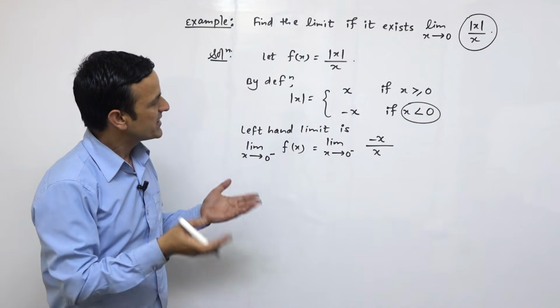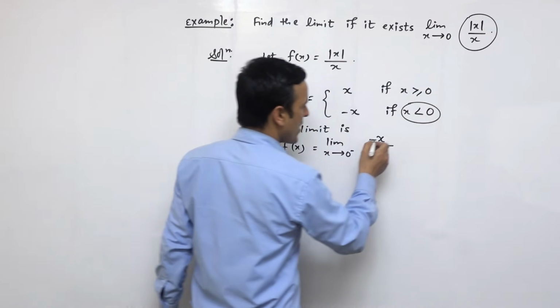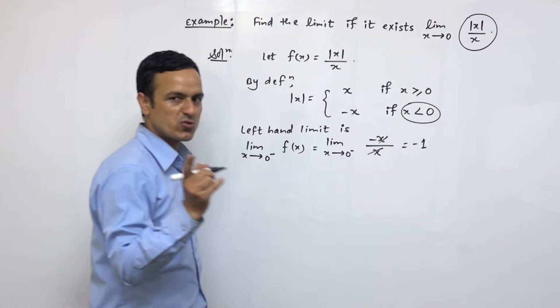So it came from the definition. By definition it is given here. Now we can cancel x, and the final answer is -1.